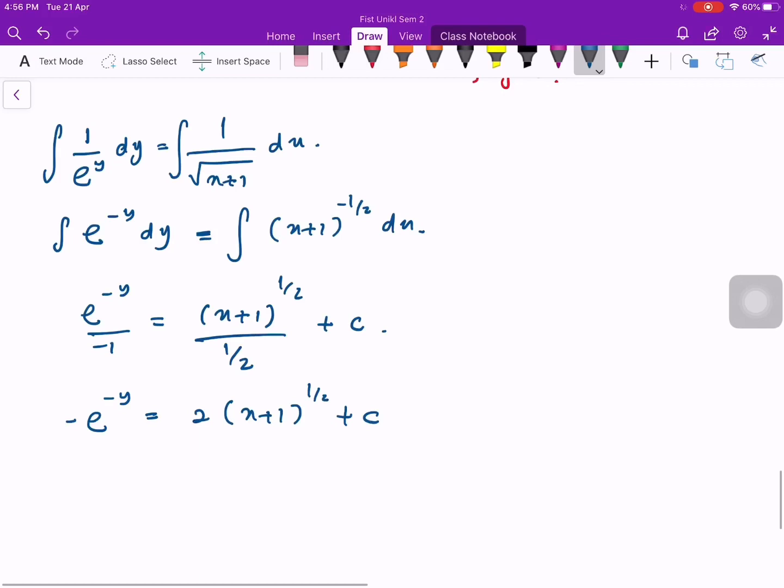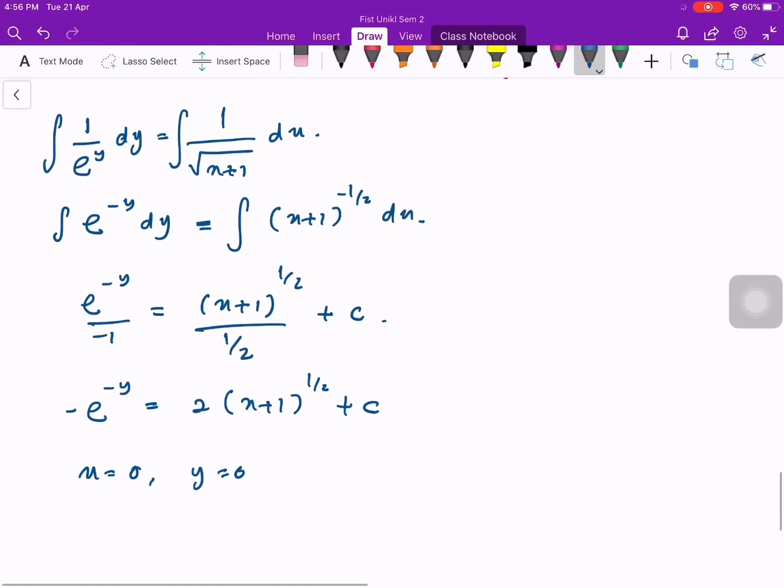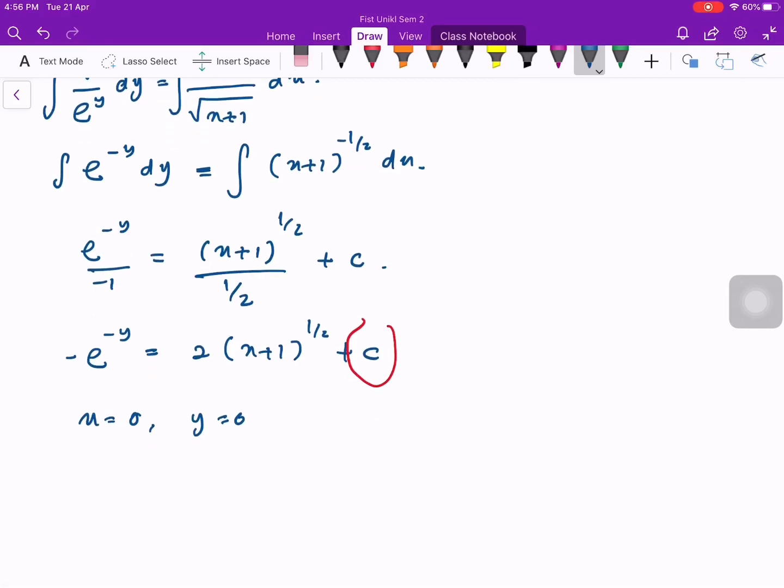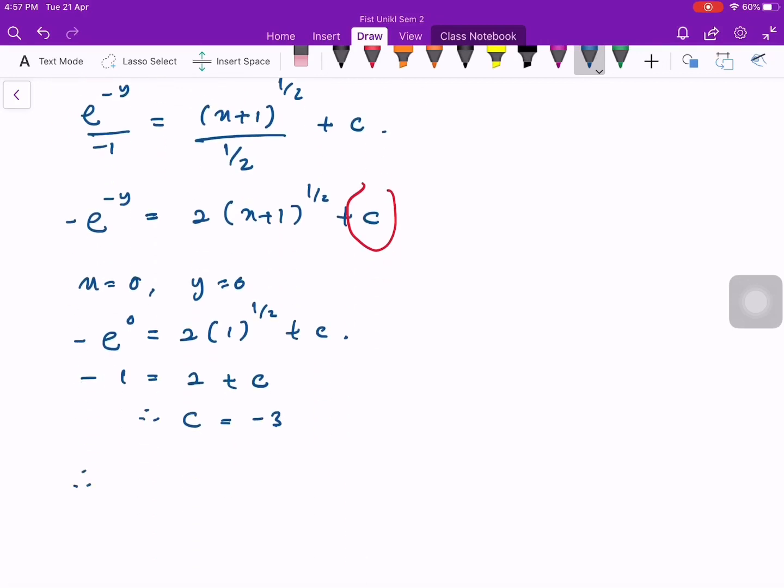So in this case, we can substitute the values of x and y accordingly in order to get the value of c, which is our arbitrary constant. Then substitute x and y. So here I will get negative e to the power of 0 equals 2 times 1 to the power of half plus c. Therefore here I will get minus 1 equals 2 plus c. Therefore c will equal minus 3. Then I will get the equation minus e to the power of minus y equals 2 times (x plus 1) to the power of half minus 3.